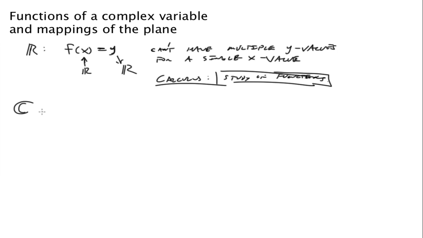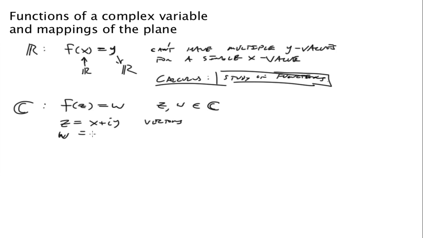Okay, so now let's go on to the complex plane. With the complex plane, we now have something like this: f of z is equal to w, where z and w are elements of the complex plane. We want to get some basic ideas of what this is. First of all, we'll say z is equal to x plus iy, and we've commonly thought of complex numbers as essentially vectors. And w we're going to call u plus iv, and these are also two vectors.